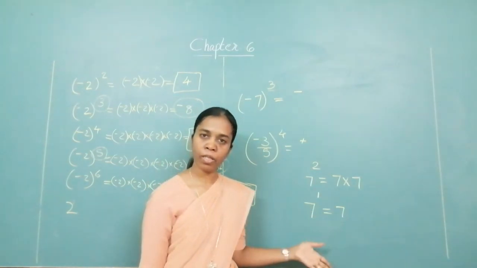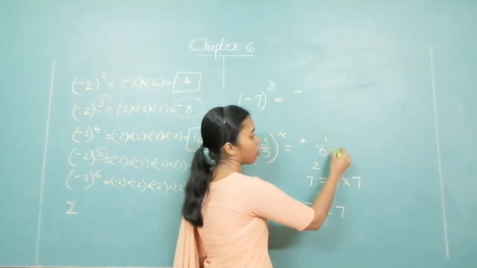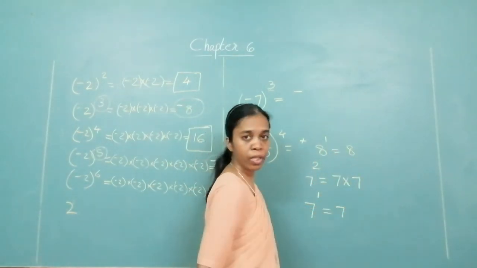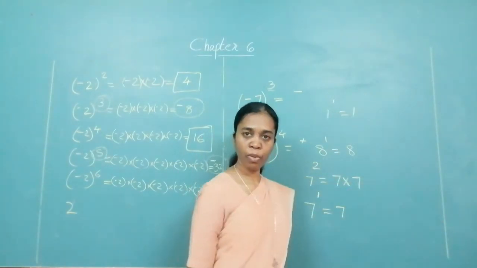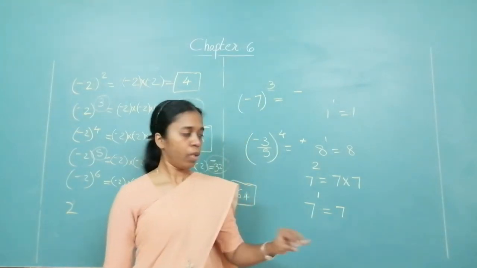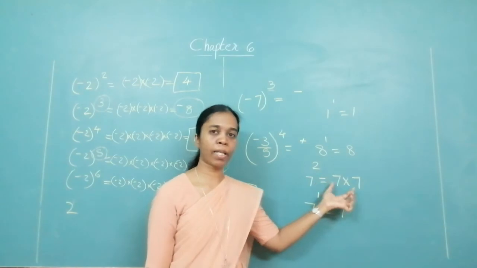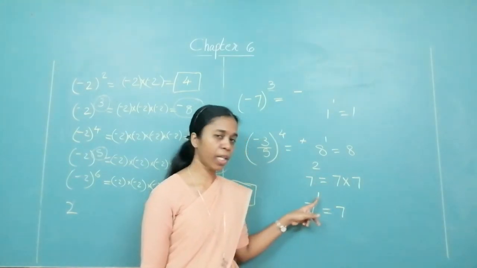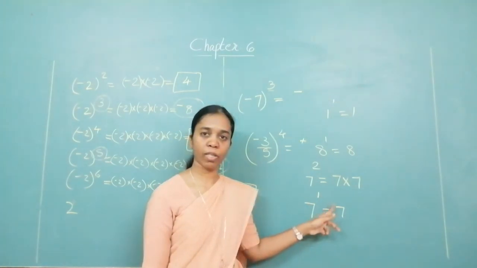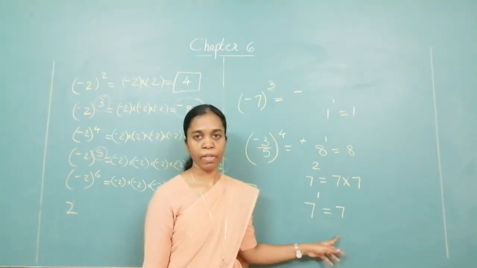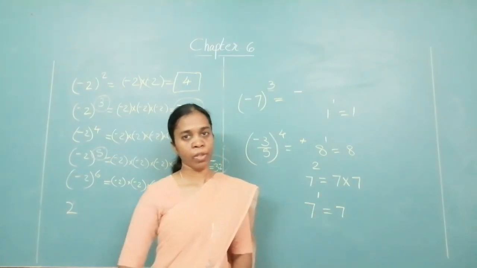7 multiplied once, that is 7. So what will be the value of 8 raised to 1? The value will be 8. 1 raised to 1, the value will be 1. Only remember, whatever we are writing as the index, what is the meaning of that index? The base is multiplied so many times. So 7 raised to 1 means the base, that is 7, is multiplied only once. That is, once means 7 into 1, that is 7. Is it clear to everyone?